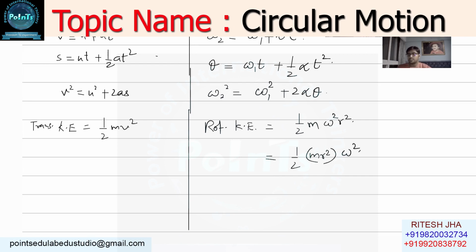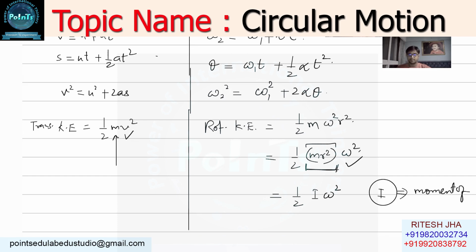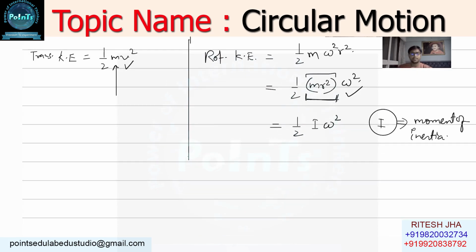Now this m r square thing. See, we have the analogous term for the velocity over here; over here we have the angular velocity. So similarly, there should be some kind of analogous thing to the mass in the rotational motion. So that is this m r square, which is given the name moment of inertia. What is I? I is basically known as moment of inertia.